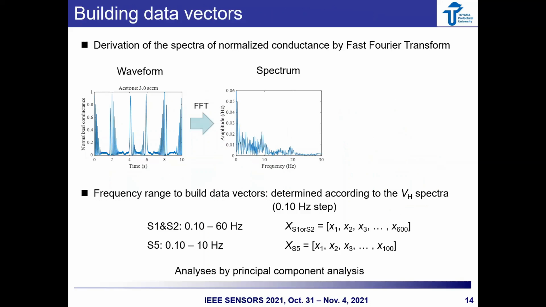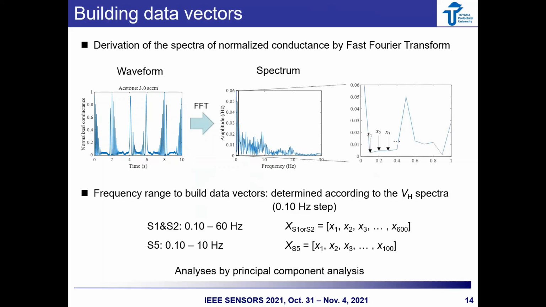The data vectors were built from the frequency spectra of normalized conductance for gas discrimination. The spectra were derived by FFT. An example is shown here. Then, the data vectors were built by extracting the amplitude of the spectra as shown here. The employed frequency range was determined according to the heater voltage spectrum, 0.1 to 60 Hz for S1 and S2, and 0.1 to 10 Hz for S5, in increments of 0.1 Hz. On these data vectors, we performed PCA to extract the characteristic values of each gas.